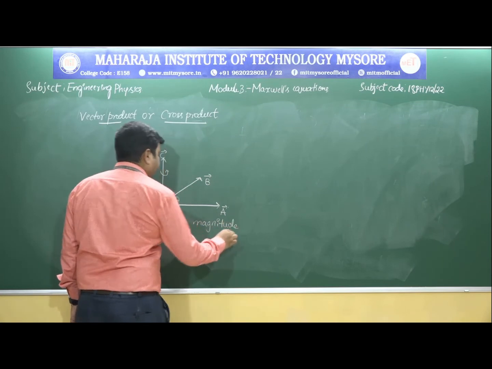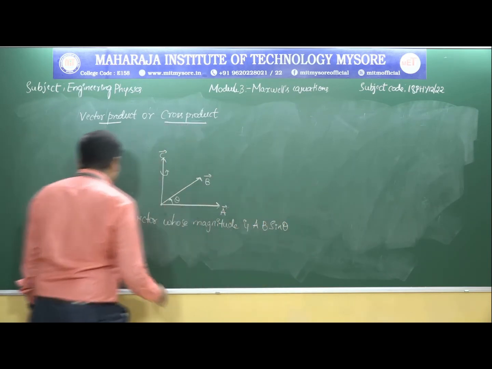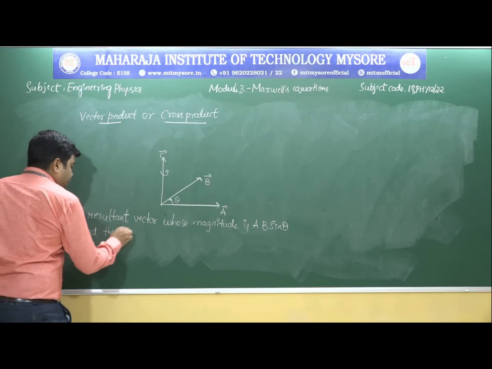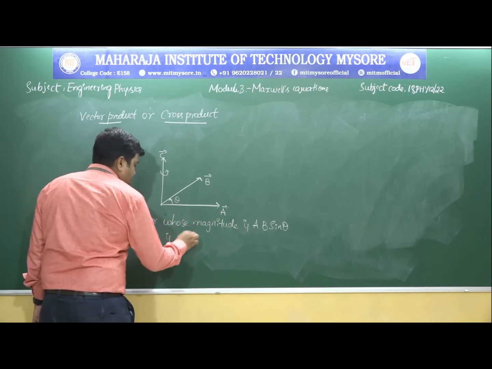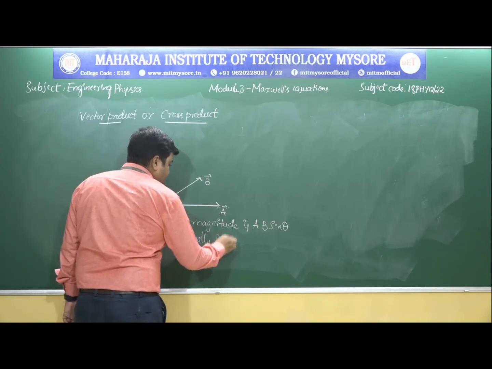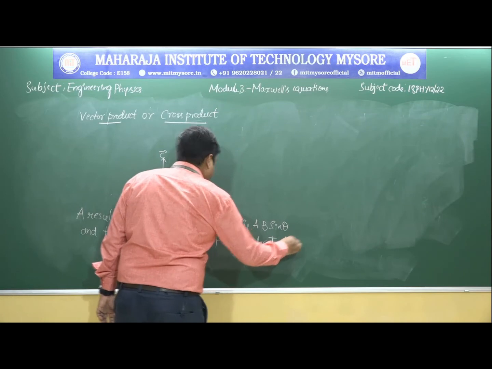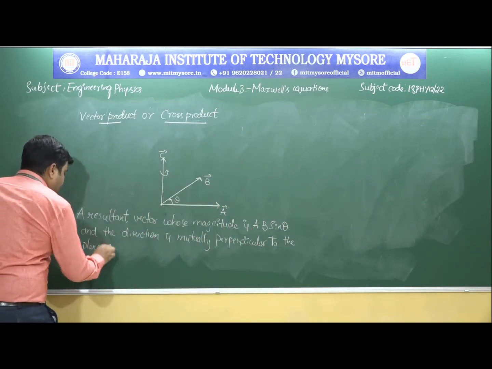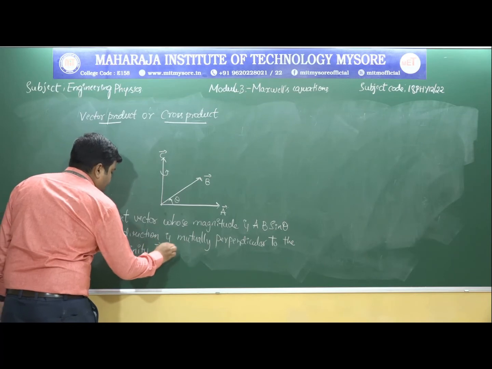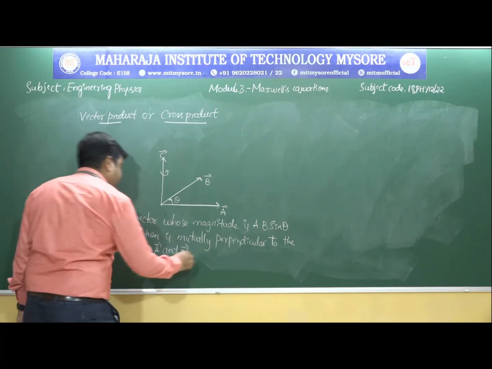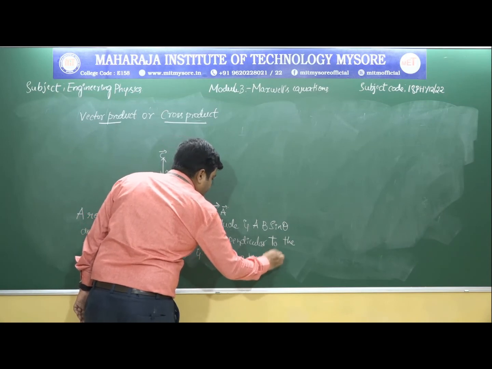A resultant vector whose magnitude is AB sin theta and the direction is mutually perpendicular to the plane containing vector A and vector B is called a vector product.